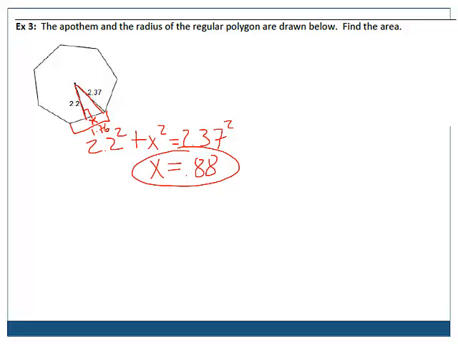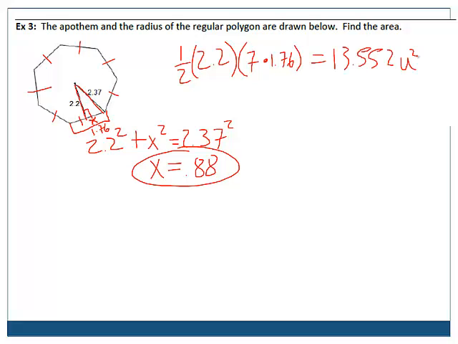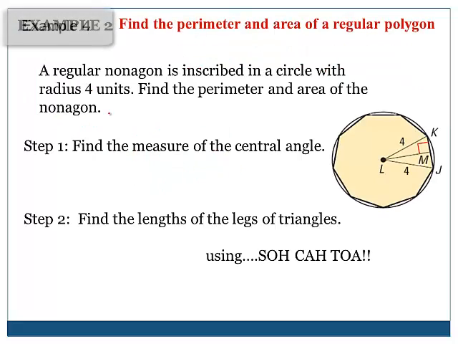So we are trying to find the area. That's all we're trying to find. So I have to do 1/2. My apothem, which has been given, is 2.2. It's a regular polygon. How many sides do we have? Well, let's see. We got 1, 2, 3, 4, 5, 6, 7 sides. And the side length, which we just found out to be, times 1.76. When I multiply that through, I get 13.552 units squared.